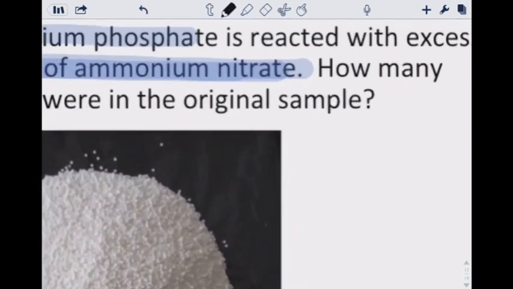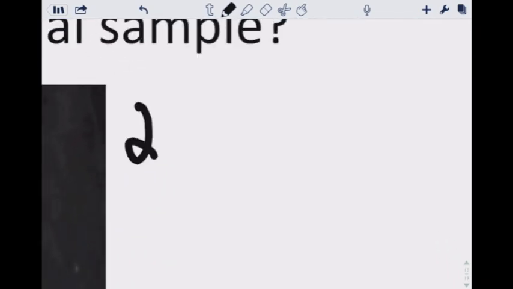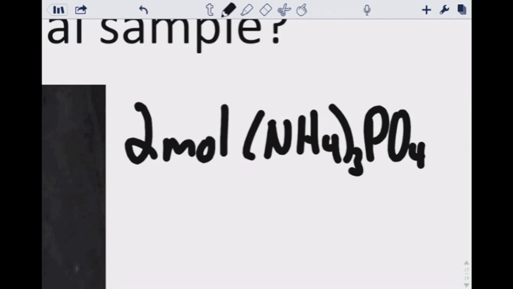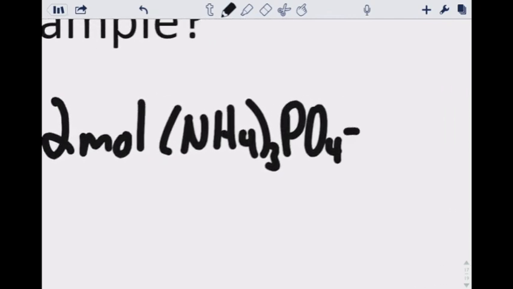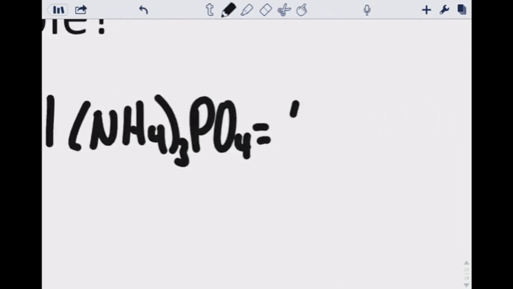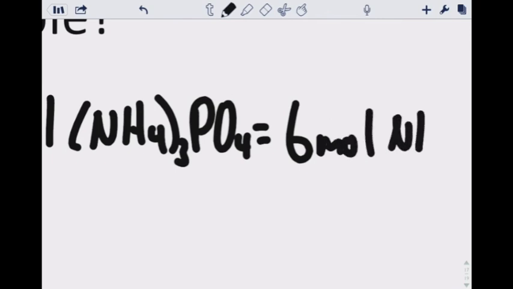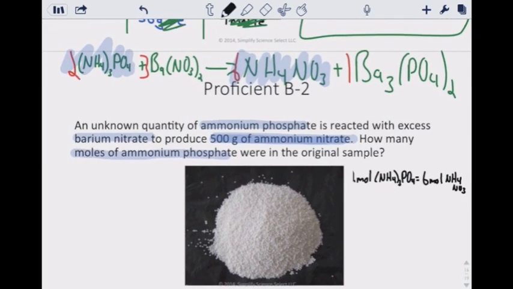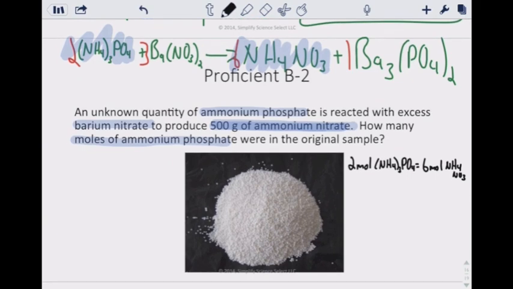So 2 moles of our (NH4)3PO4 equals our 6 moles of NH4NO3. Okay, and then what we have is 500 grams of ammonium nitrate.